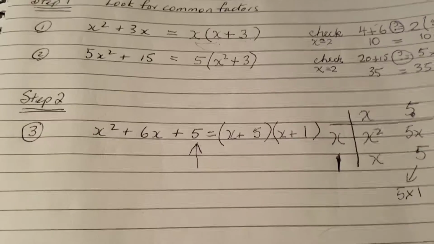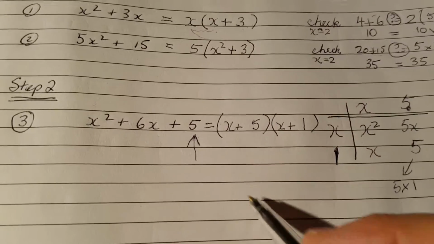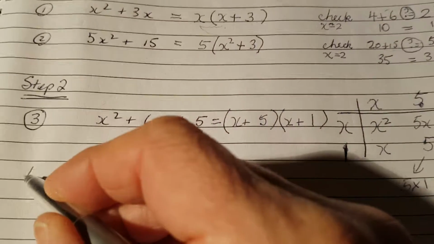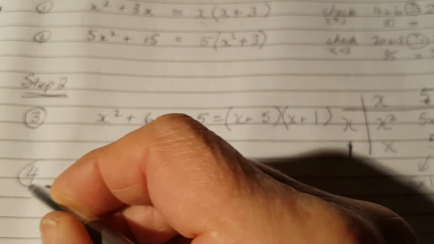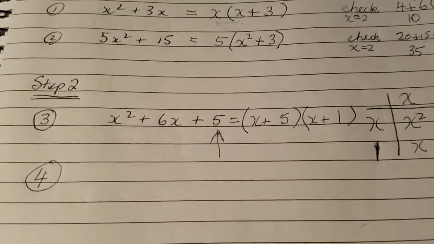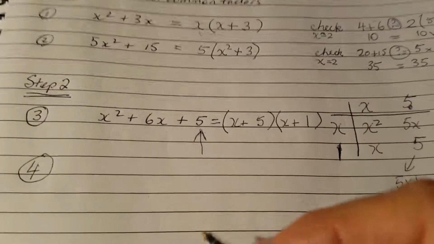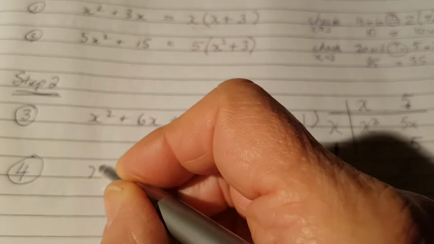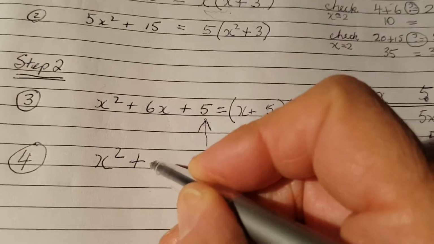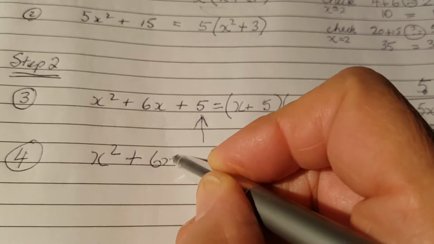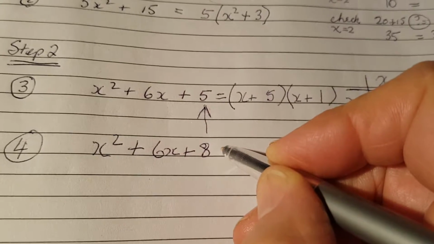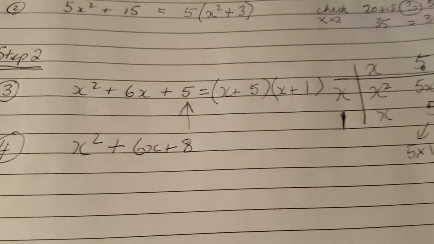So that was an easy example where the number at the end was prime, which means the only factors it's got are the number itself and 1. So let's do one that's just a wee bit trickier, where there are more possibilities. We're going to do x squared plus 6x plus 8, and that's one that we'll factorise.